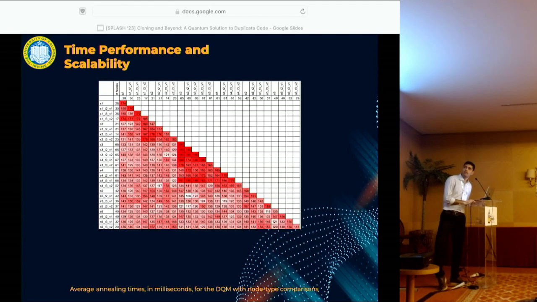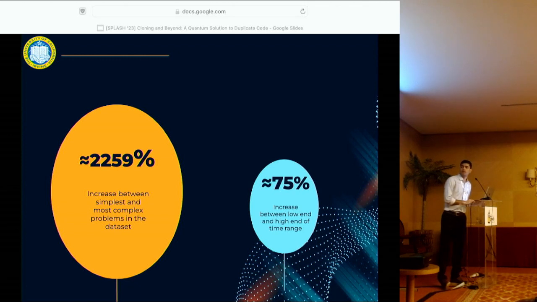And here you can see the time performance and scalability, because that's a question that we ask a lot in quantum research. Is there a quantum advantage? So you can see along the diagonal that the times are much higher, and we found that it takes much longer to compare ASTs that are similar than ones that are dissimilar. And to give you a statistic of what we actually found, it was this.